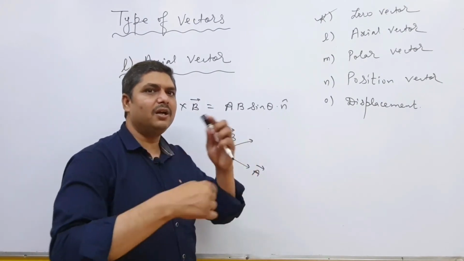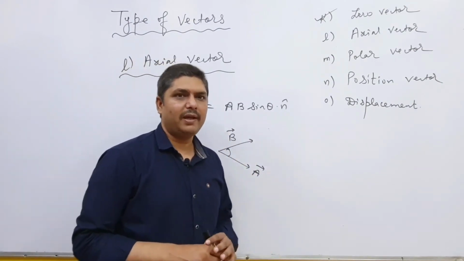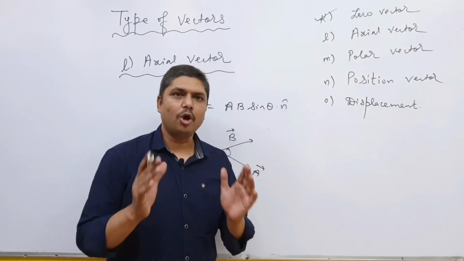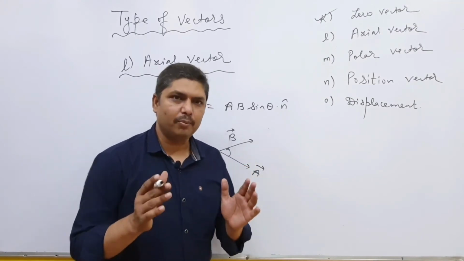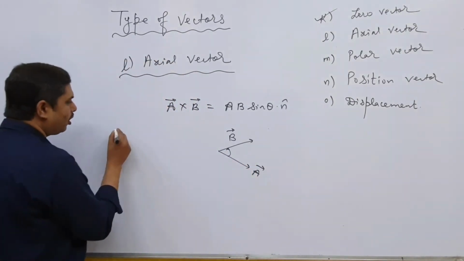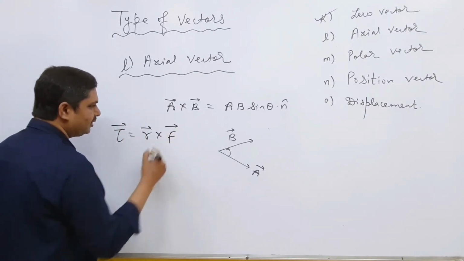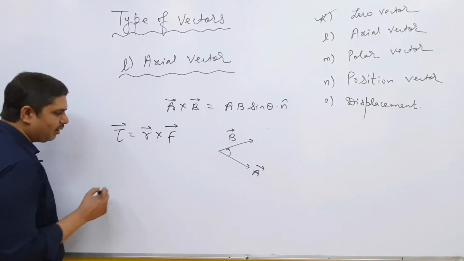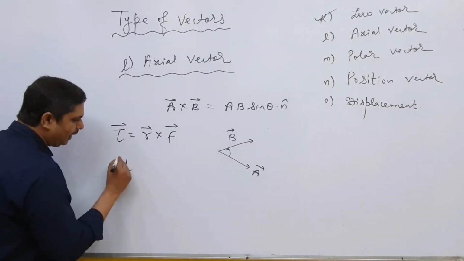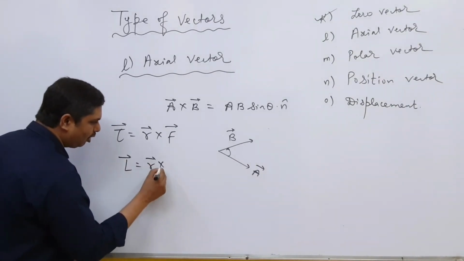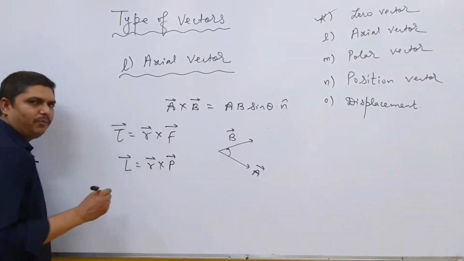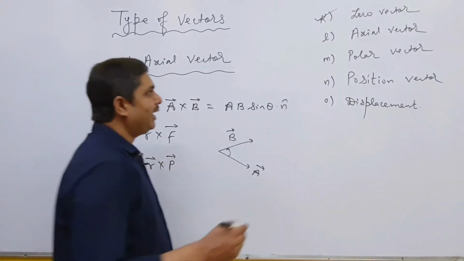An axial vector gives you the turning effect. Examples of axial vectors are torque and angular momentum. What is torque? Torque tau is equal to R cross F. What is angular momentum? Angular momentum L is equal to R cross P. So you have learned the axial vector.